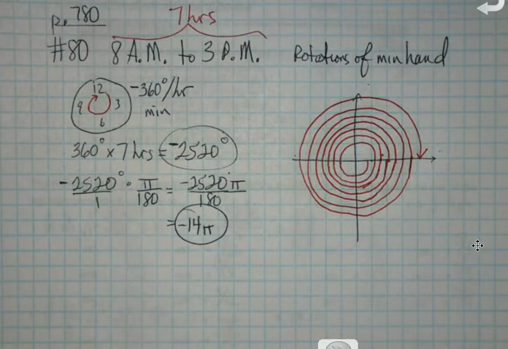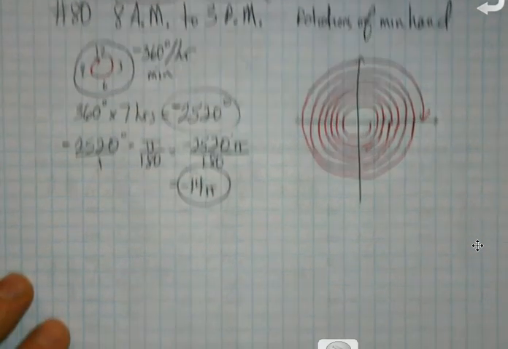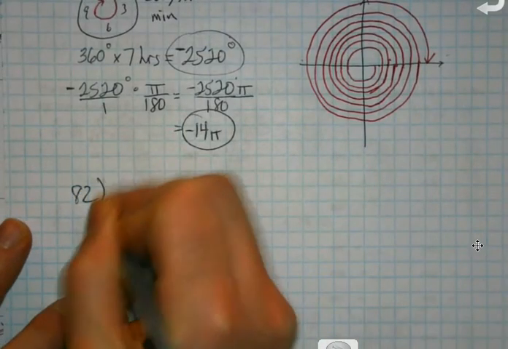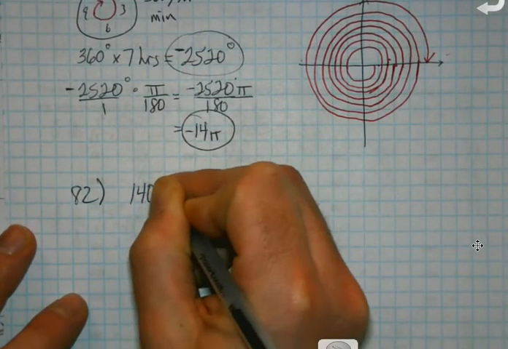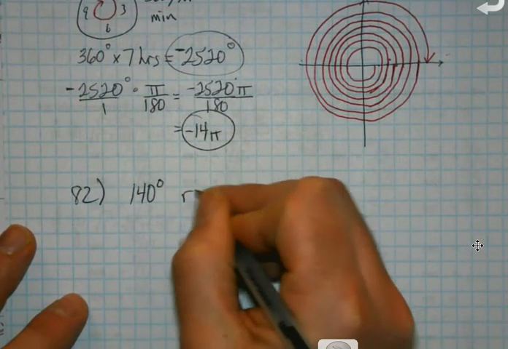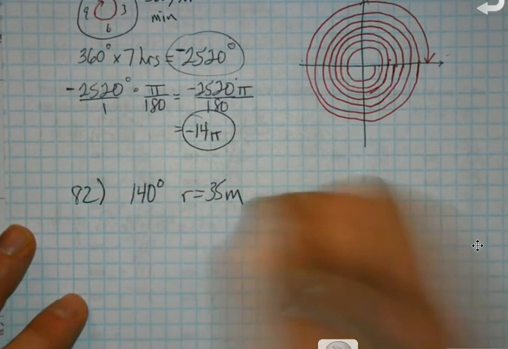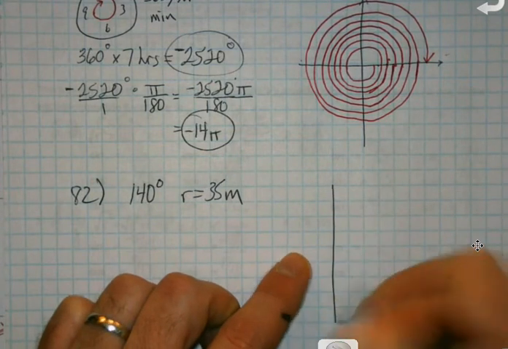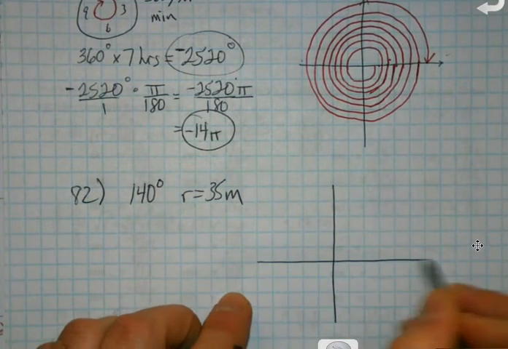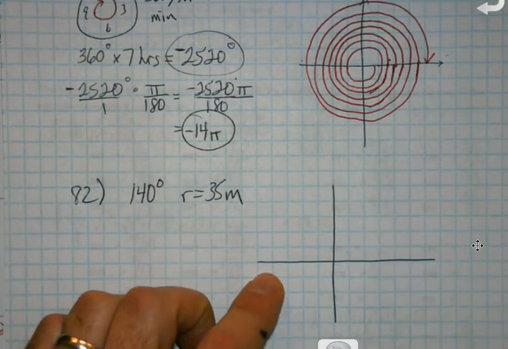Other issues back on 780. The radius would just be how far it sprays. Absolutely. Here's the one thing I will say about 82. Because on 82, it says the sprinkler rotates 140 degrees and sprays up to 35 meters. So you're like, now how do I know that that's the radius? Well, here's how I know. If I thought about this for a minute, I'm just going to quick sketch this. I'm not going to measure it out.